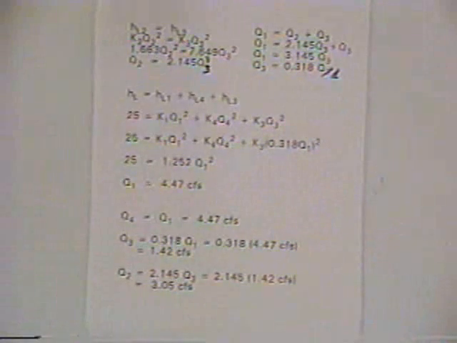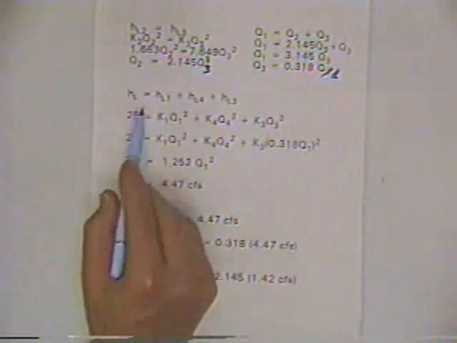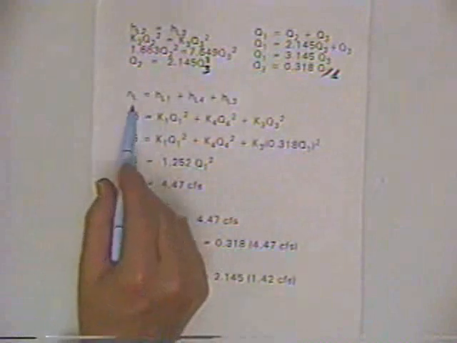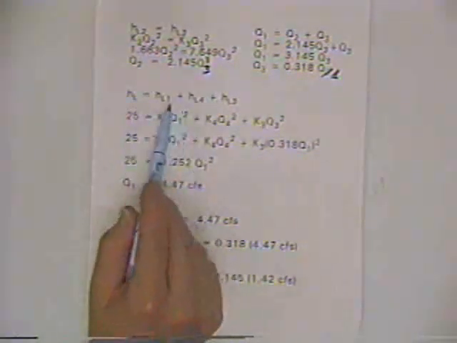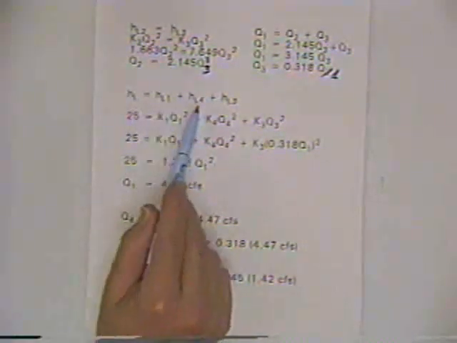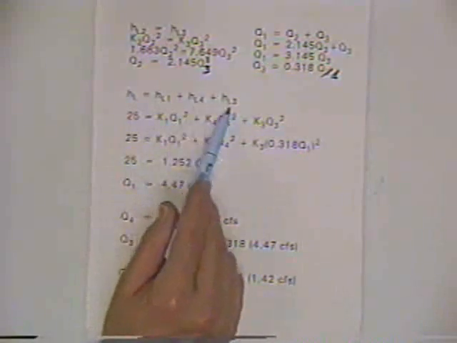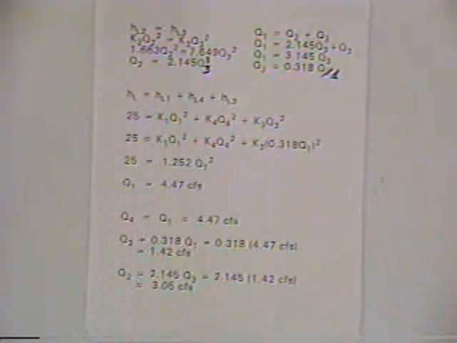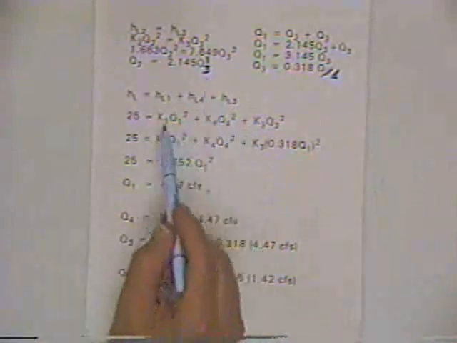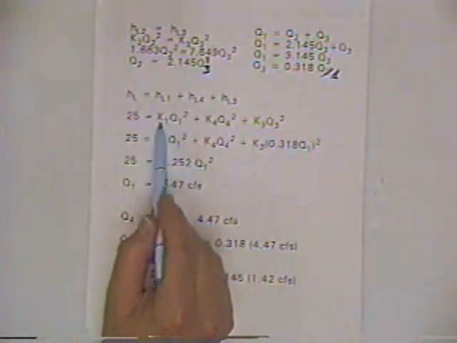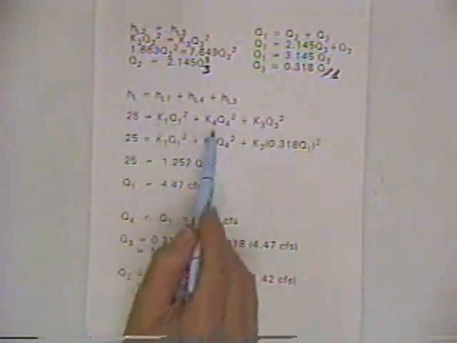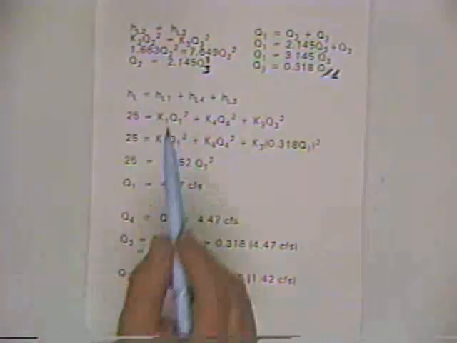Now, the other thing we know deals with head losses. We know that the total head loss from that one point to the other end of the system is just the head loss in the first pipe, plus the head loss in pipe 4, and then I chose to use pipe 3 along that path. And head loss is always K times Q squared. The K's are just numbers from Darcy-Weisbach.